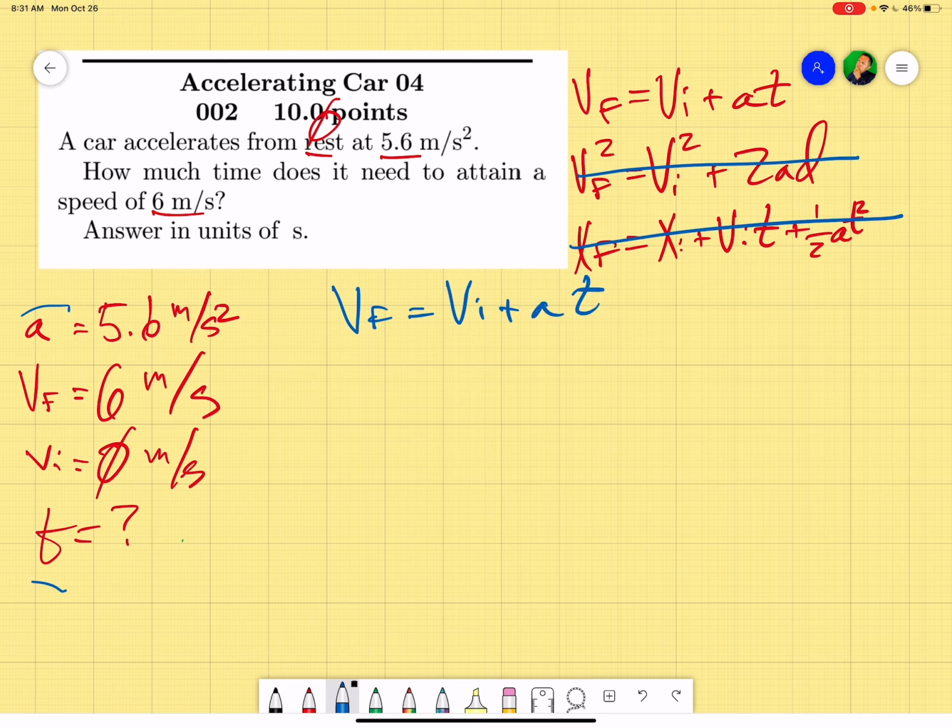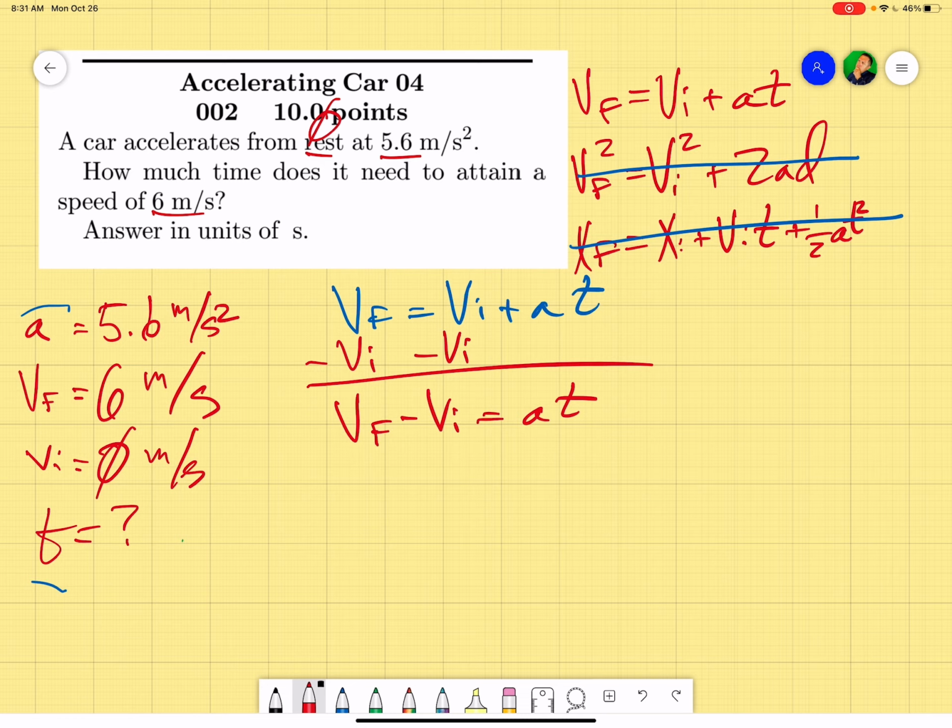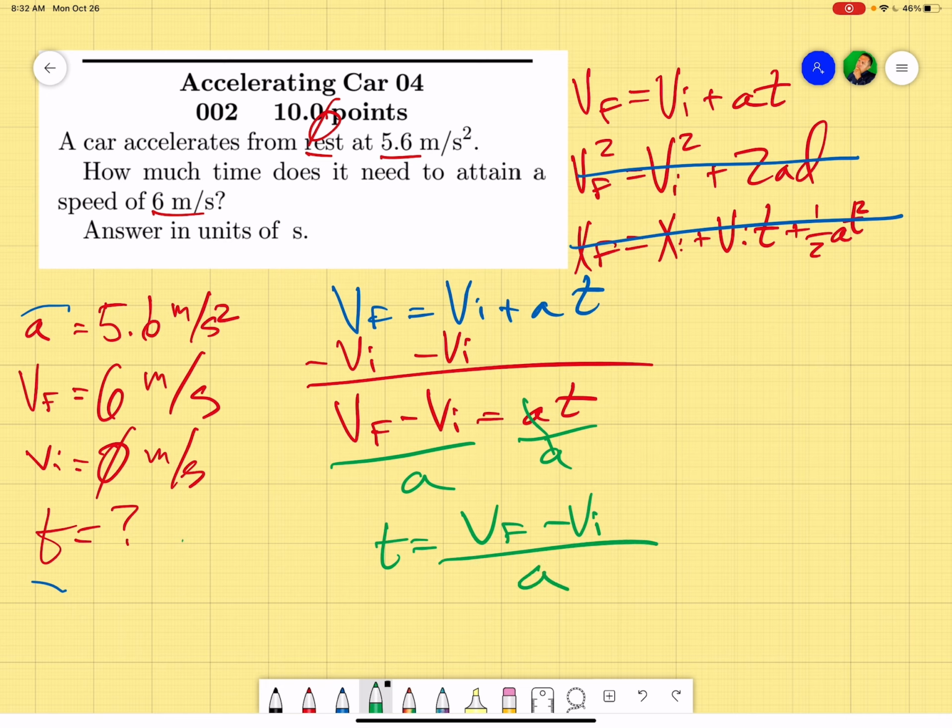All right, but now we have to do some algebra to solve for t. And I understand students will probably put numbers in first. That's okay, but I'm going to do the algebra with the letters first. So I'm going to subtract vi from both sides. So I have vf minus vi is equal to a times t. And now I'm going to divide both sides by a. So I have t is equal to vf minus vi divided by a.